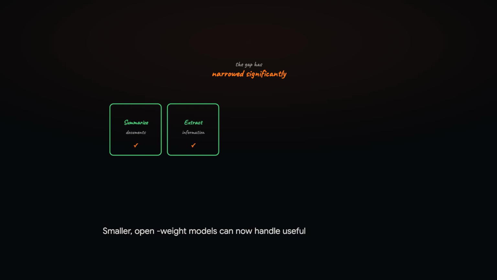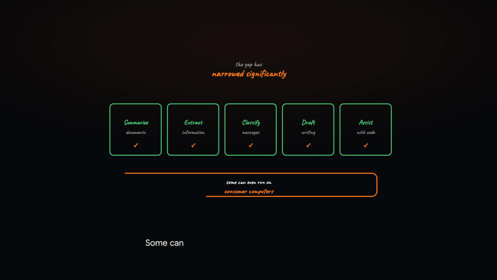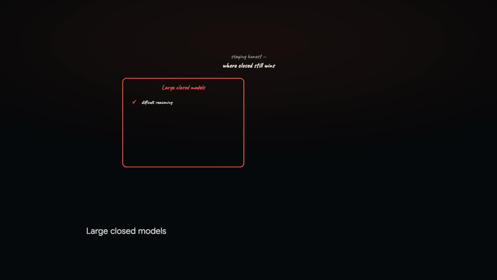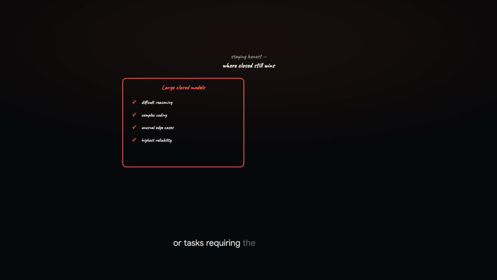And the gap in capability has narrowed significantly. Smaller open-weight models can now handle useful tasks like summarizing documents, extracting information, classifying messages, writing drafts, and assisting with code. Some can even run on capable consumer computers. That doesn't mean a laptop model is automatically equal to the best closed model. This is where the comparison needs to stay honest.